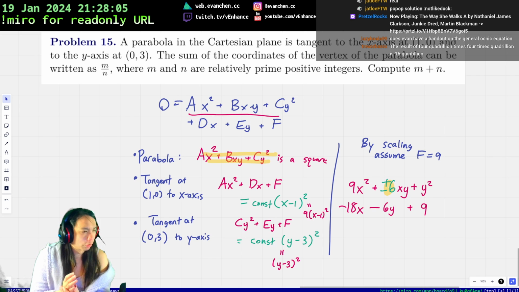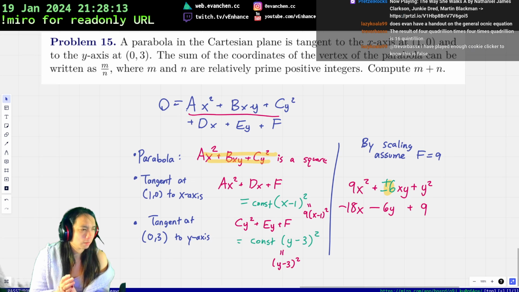The result of 4 quadrillion times 4 quadrillion is 16 quintillion. Is that true? That doesn't sound true. I think you need to replace quintillion with something bigger.